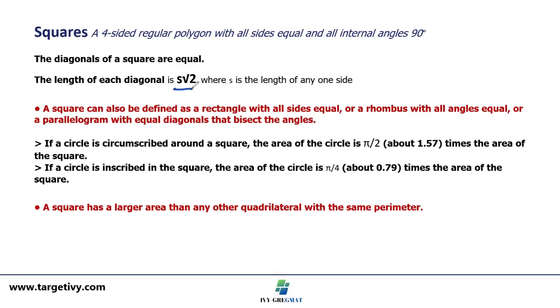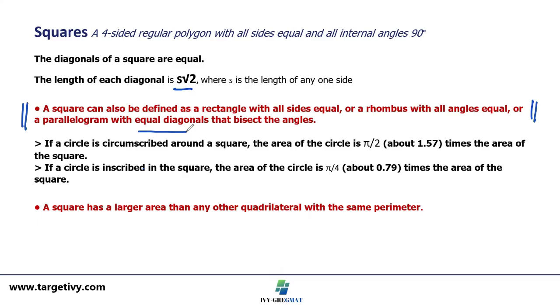A square can also be defined as a rectangle with all sides equal, or a rhombus with all angles equal, or a parallelogram with equal diagonals that bisect the angles. So this is one thing we find which we discussed earlier also.